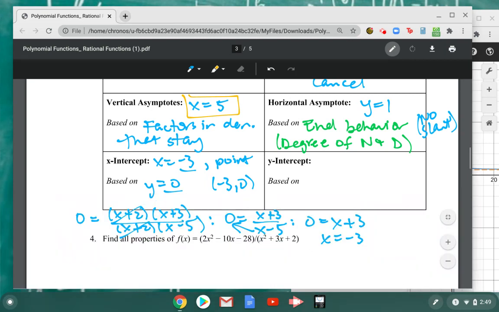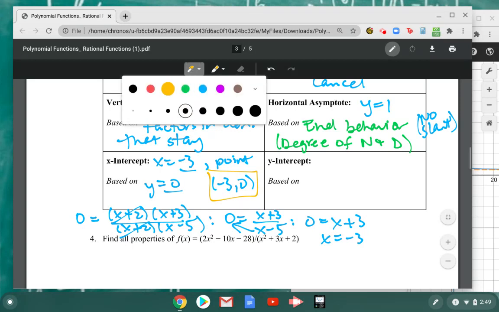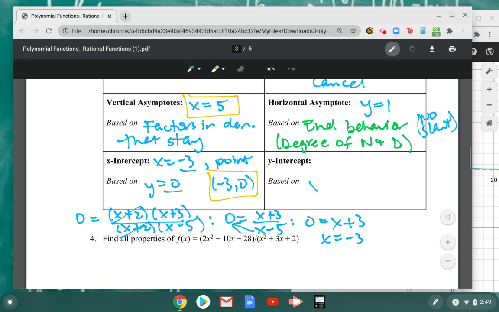Based on y equals 0, we've got the answer here for this one. It's that point. For the y-intercept, we've done these. To get a y-intercept, we're just going to let x equal 0. I think the easiest place to do it is with the form that's multiplied out, though it really doesn't matter.